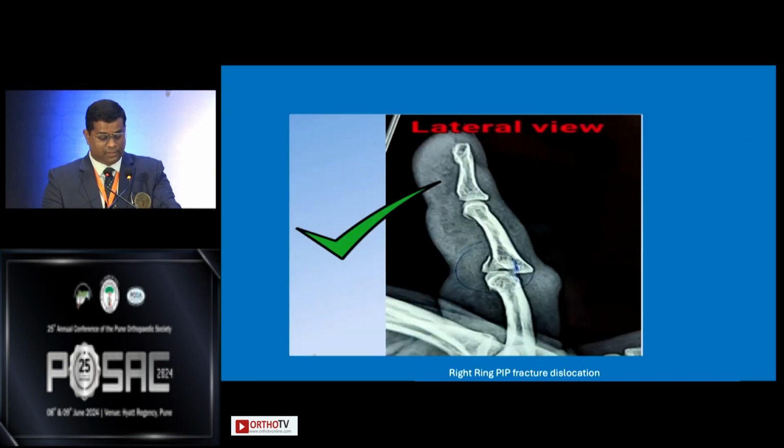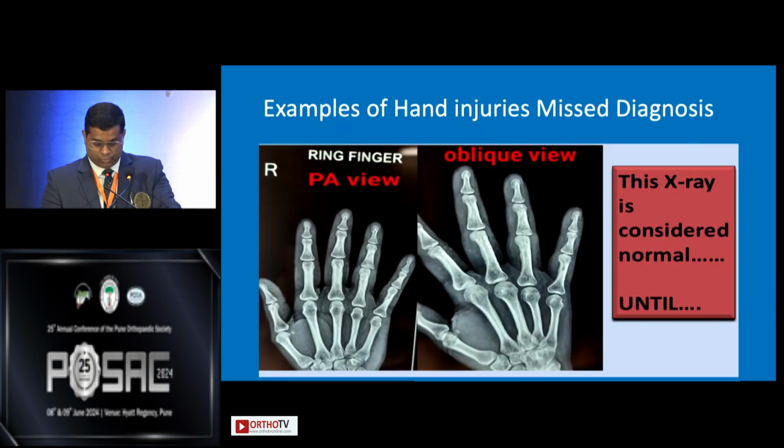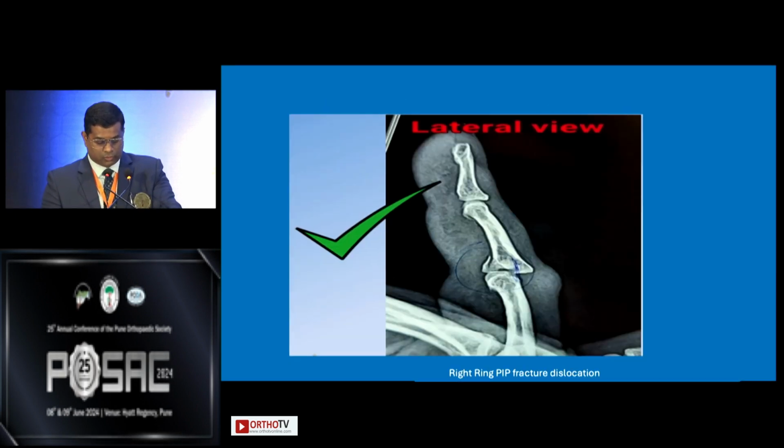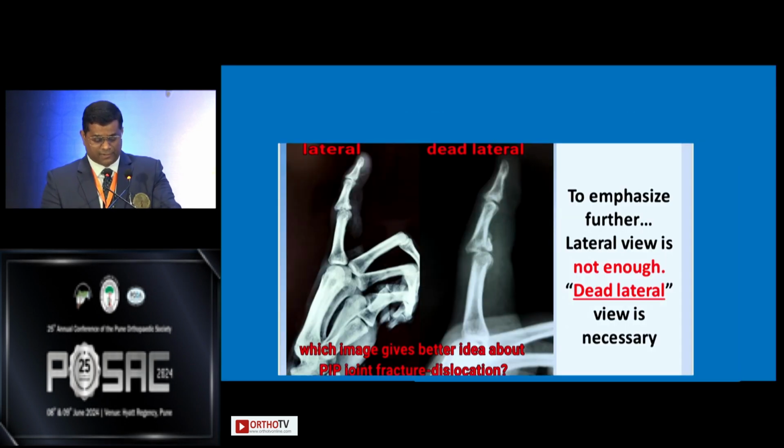Then coming to the further view, that is the dead lateral view, you can see a fracture, which you can compare with this. So right ring PIP fracture dislocation. To emphasize further, a lateral view is not enough, a dead lateral view is necessary. So this is the lateral and this is the dead lateral. You can see the difference. We may miss the injuries, and later on the patient comes with deformity and inability to work. As you see, it is very important to get the dead lateral view.